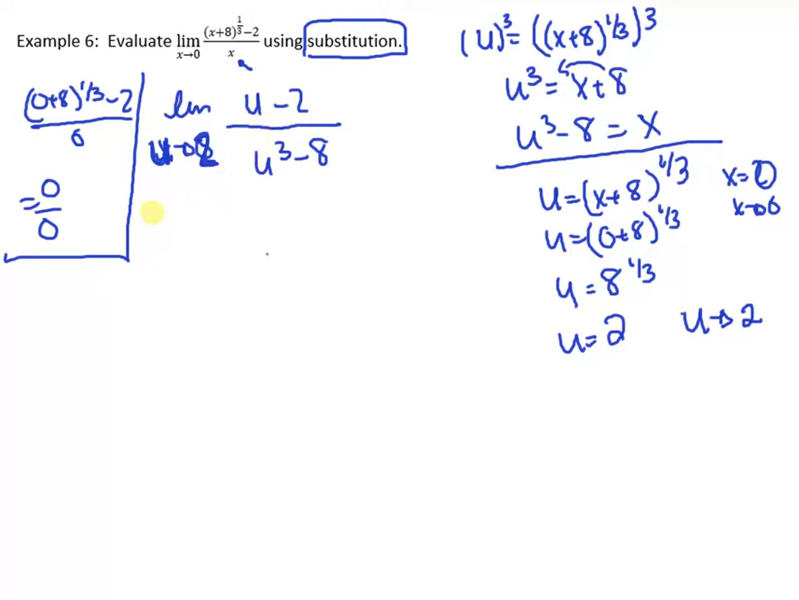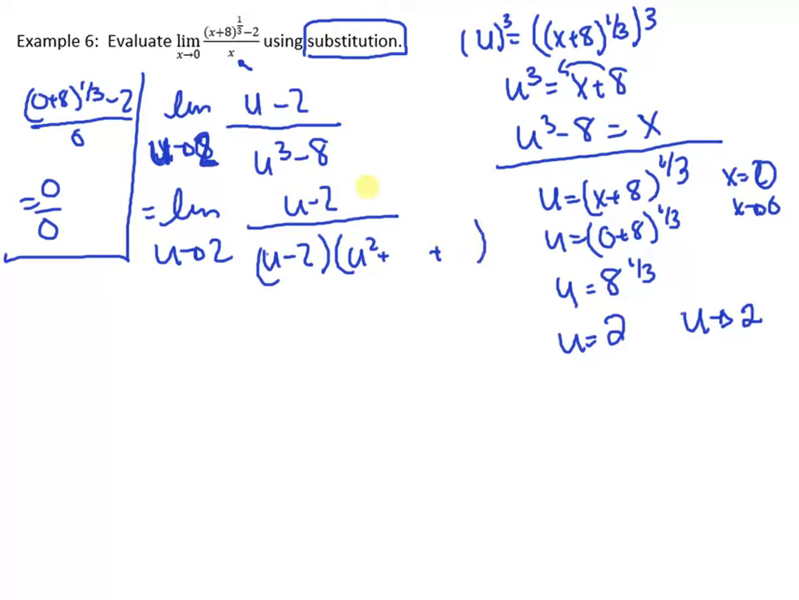Okay, so we're going to leave the numerator, and the denominator, what we're going to do is actually just factor it. So we actually get u minus 2, and we get u squared plus, remember, it's cube root of the first thing, cube root of the second thing, and then 2 times that. So it's 2u, and then cube root of the 8, and then square that, which is 4.